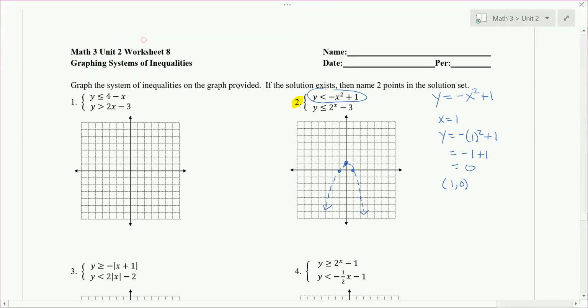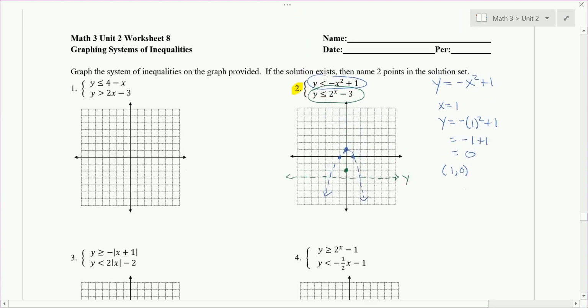So the second one, I'll do in green. We have an exponential function. It is translated down 3 units. The parent graph goes through 0, 1, so I'm going to go down 3 units from 0, 1. Put the point that's translated. It has a horizontal asymptote 1 unit below that point, at y equals negative 3.